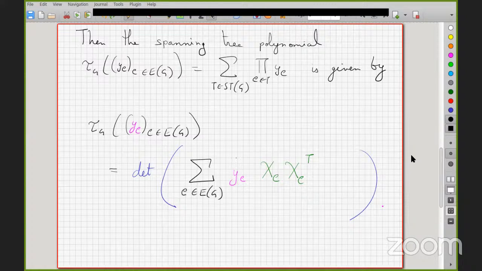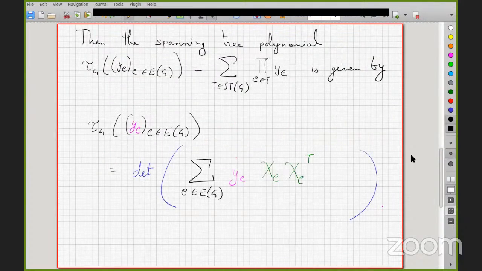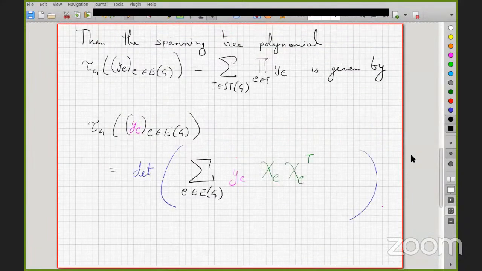Is this E undirected or directed? But it doesn't matter, right? So I said that I arbitrarily assign a direction, and what was the direction doing? It was just assigning a sign to this chi-E, right? And no matter what sign you choose, this matrix chi-E transpose does not depend upon that. So if I multiply chi-E by -1, this matrix does not change. So you can forget about the direction if you want. The only thing is that for each edge, you have to decide where to put a +1, where to put a -1. That's all about the direction. Otherwise, the direction doesn't matter at all.